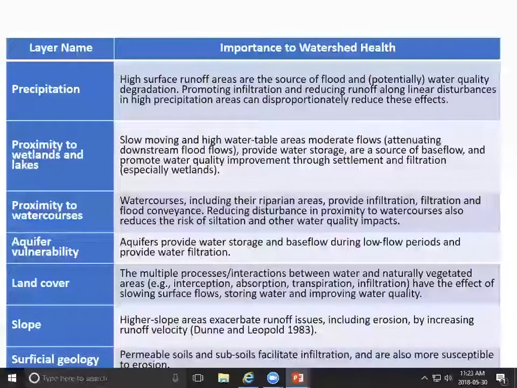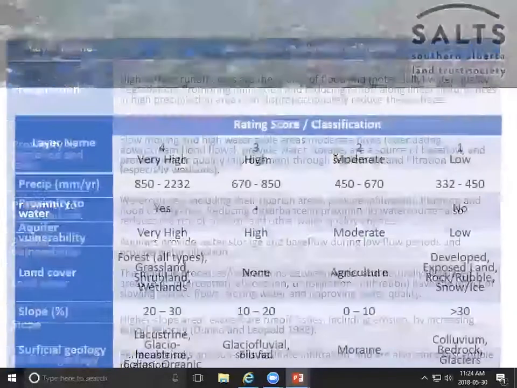across farmland. Slope was another key factor. Obviously, higher slope areas can exacerbate runoff and erosion. And the last one was soils and superficial geology. This is one I can't see on my screen, but obviously some soils are more susceptible to being eroded and having a greater impact on water quality.